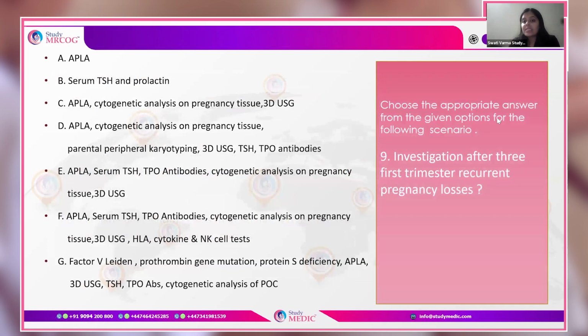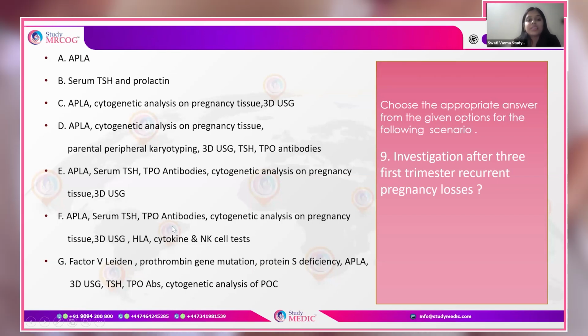Coming to the second last EMQ. Choose the appropriate answer from the given options. Investigation after 3 first trimester recurrent pregnancy losses. Here, the question is simple, but we have to choose the correct set of investigations, which includes all of the relevant ones. Also, unnecessary tests we have to exclude.